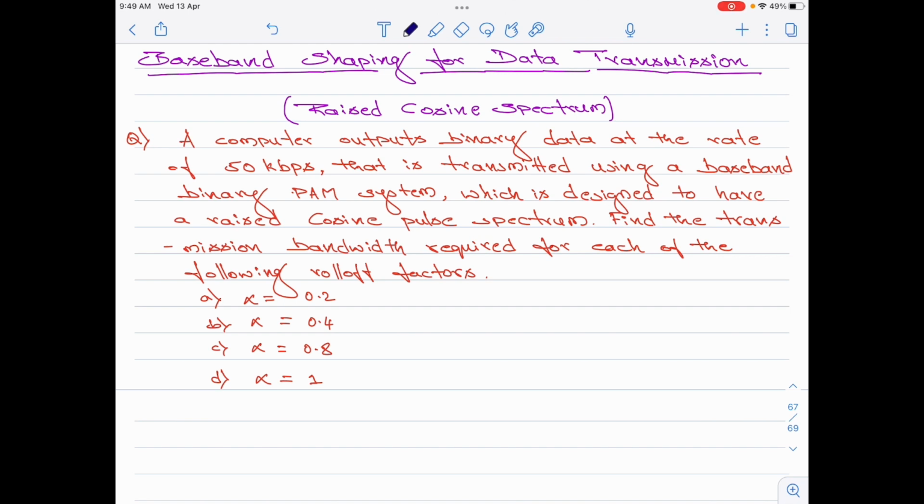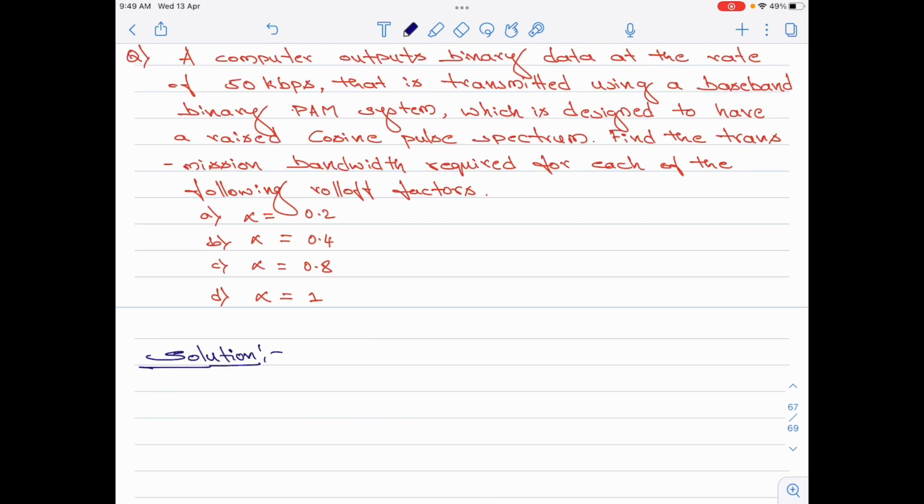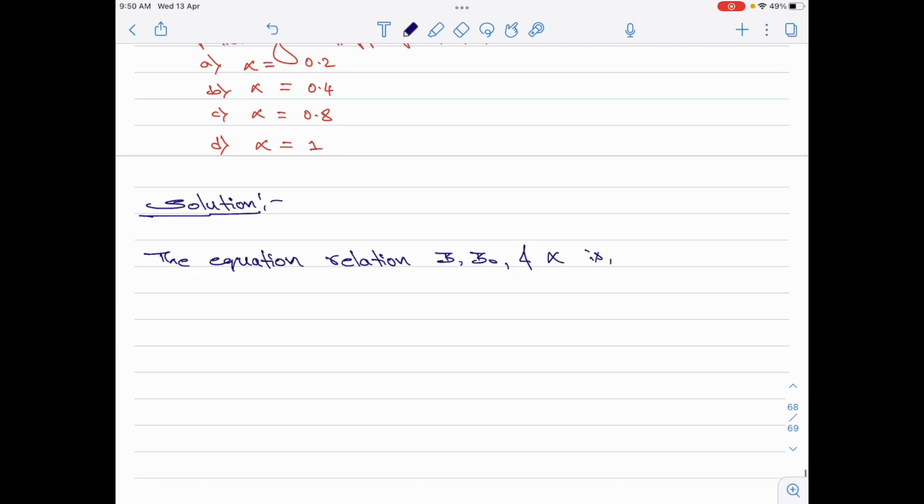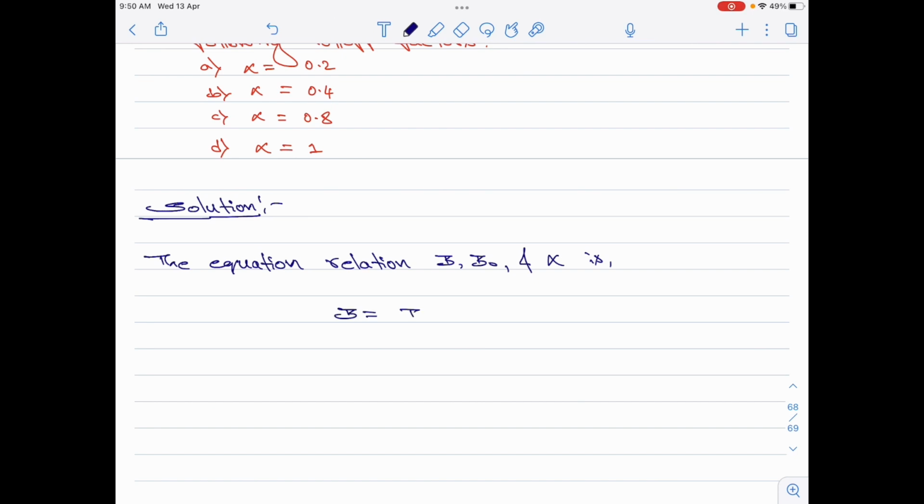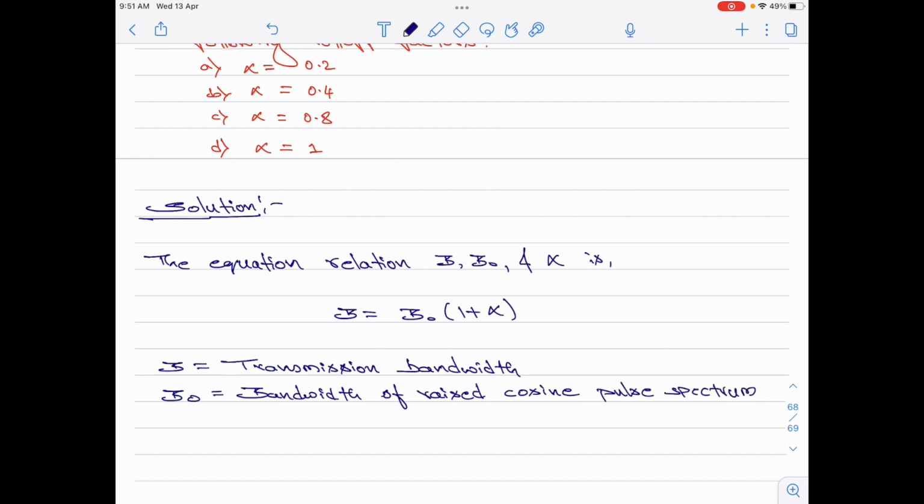Right. Let us start with the solution part. The equation that relates the transmission bandwidth, the bandwidth of the raised cosine pulse spectrum and the roll-off factor is given by B equal to B naught into 1 plus alpha, where B is the transmission bandwidth, B naught is the bandwidth of the raised cosine pulse spectrum, and lastly alpha is the roll-off factor.